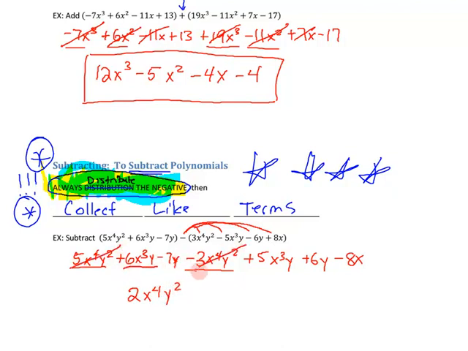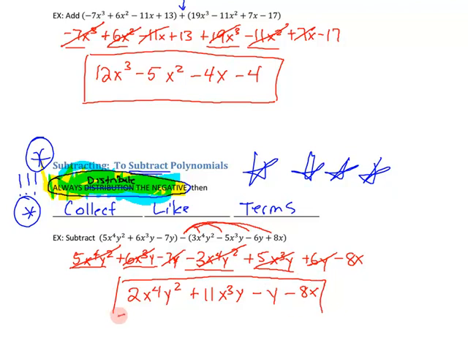I have an x cubed y and an x cubed y. 6 plus 5 is 11, positive, so plus 11x cubed y. Minus 7y plus 6y. Minus 7 plus 6 is minus 1, so minus 1y. Right, and then I've got just the minus 8x sitting there by itself. So that is completely simplified. We've subtracted those two polynomials. And that's the end of section 5.1. We've added, subtracted. We're going to come back and multiply in the next section.